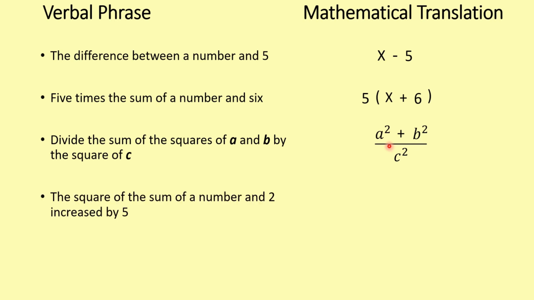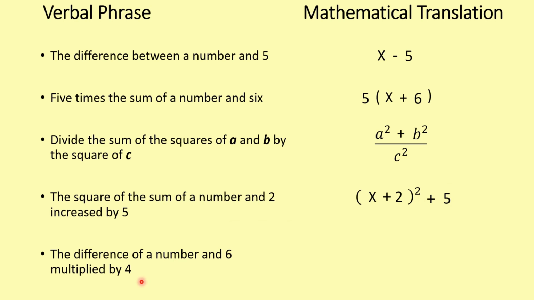Okay? Number 4. The square of the sum of a number and 2 increased by 5. The square, so open and close parenthesis, squared to the power of 2. The sum is addition. A number, variable, again, X. Gamit tayo ng X. And 2. Increase is addition by 5. So, ito na yan. The square of the sum of a number and 2 increase by 5. So, ito na yon.